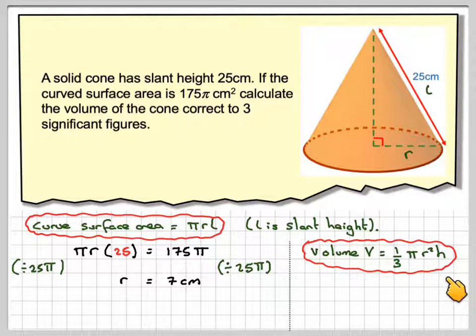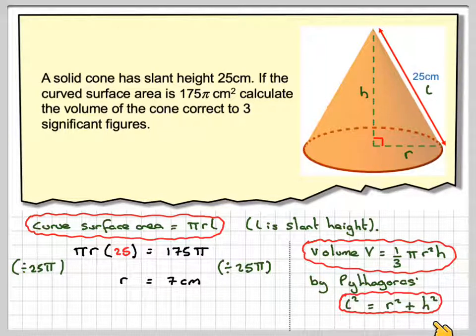Right, the problem is we don't know what this height is here, so we can use Pythagoras' theorem to say that L squared is equal to R squared plus H squared. So the square on the hypotenuse is the sum of the squares on the other two sides. So we have that 25 squared is going to be equal to 7 squared plus H squared. We need to find H squared.